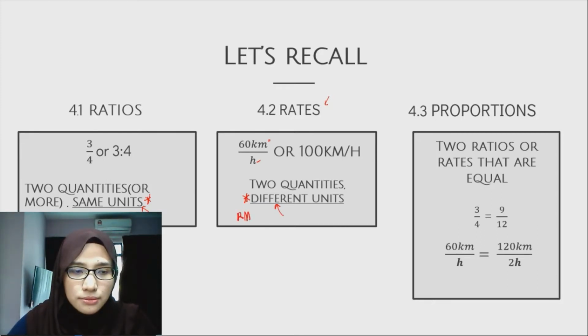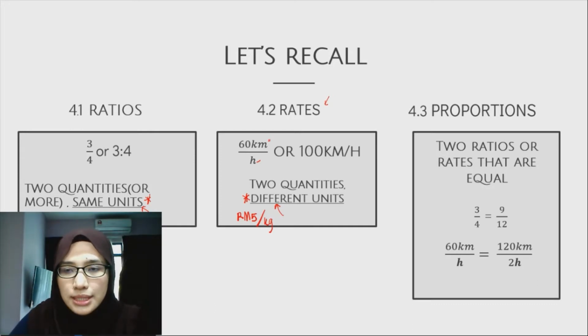One example I can give you is price: RM 5 per kilogram. Two different units, RM and kilogram, that you can write in fraction form. And our third topic is proportion.